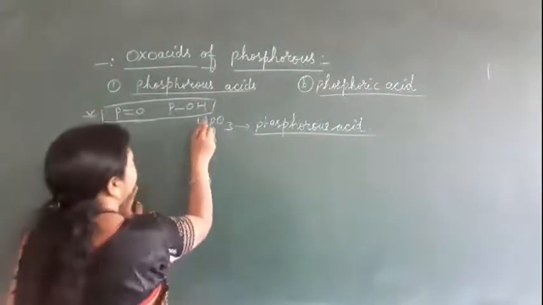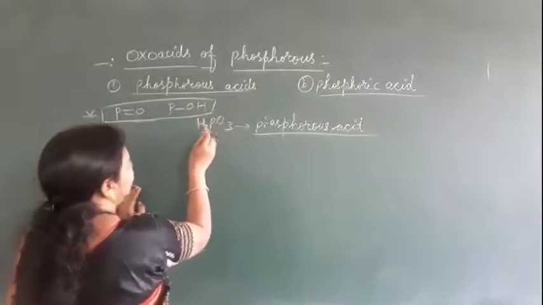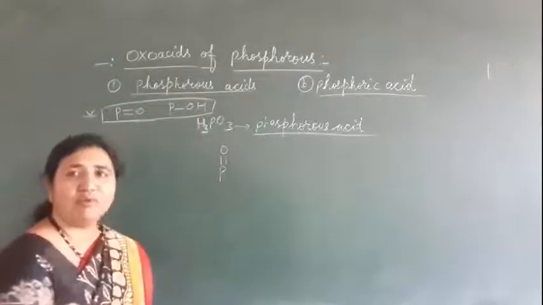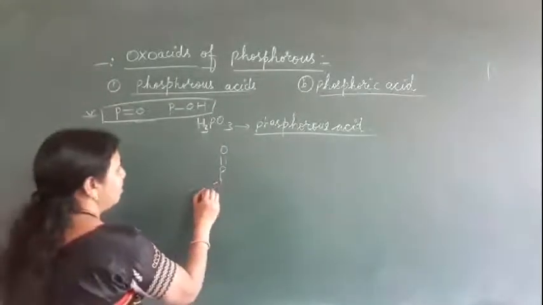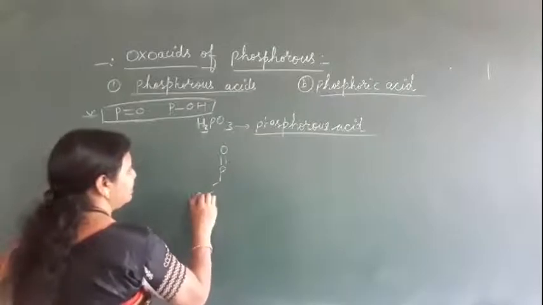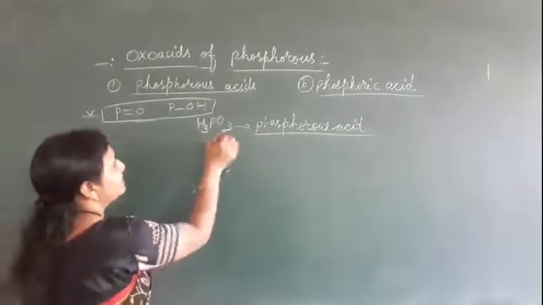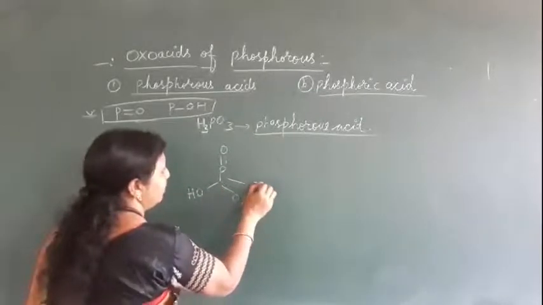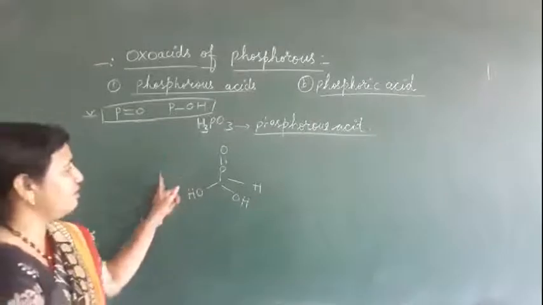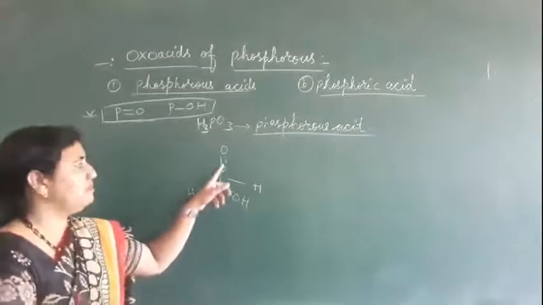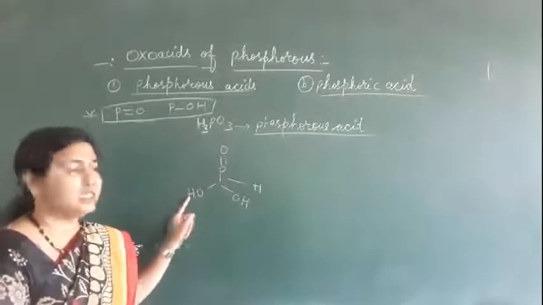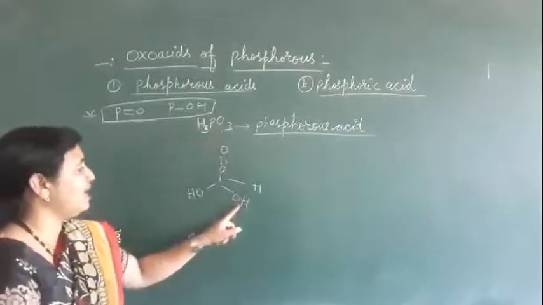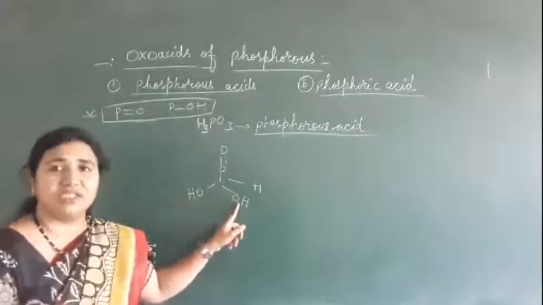Now come to H3PO3. How can we draw this H3PO3? As I said, here we should have a compulsory P double bond O, one bond here. Then the OH bond is compulsory, one OH bond. Next we have H3PO3, what remains here? One OH here and H here. So this is the H3PO3 structure. It is P double bond O, OH. This will be compulsory, and OH and H here because it is H3PO3. So 3 hydrogens and 3 oxygens here.